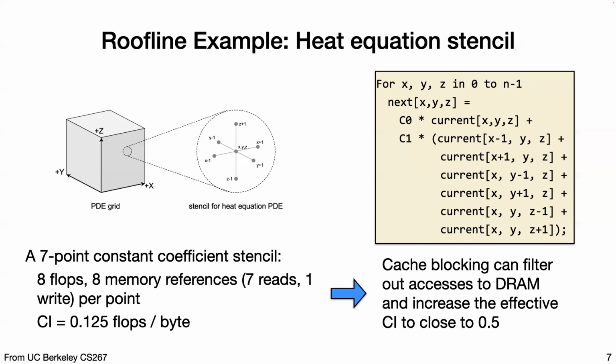The intensity is based on, I was under the impression that it was not based on memory necessarily, but just accesses. So greater cache hits could increase the intensity, because the bottom thing is bytes accessed from DRAM.